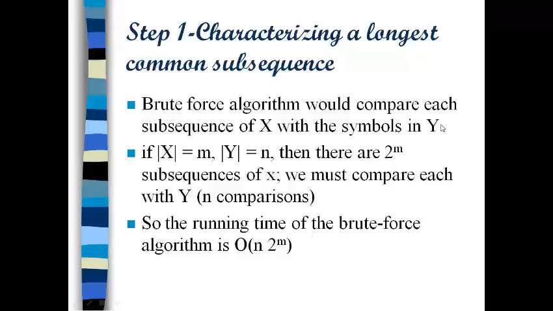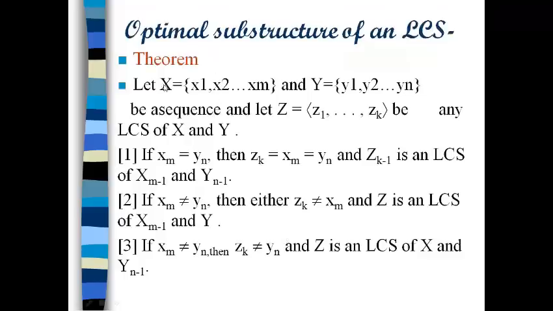We will use m to denote the length of x and n to denote the length of y. There are 2 to the power m subsequences of x, and we must compare each with y. There are n comparisons, so the running time of the brute force algorithm is order of n times 2 to the power m. The LCS algorithm has an optimal substructure property.